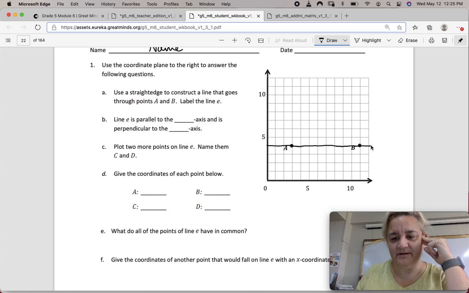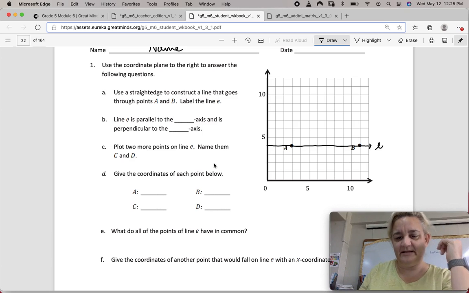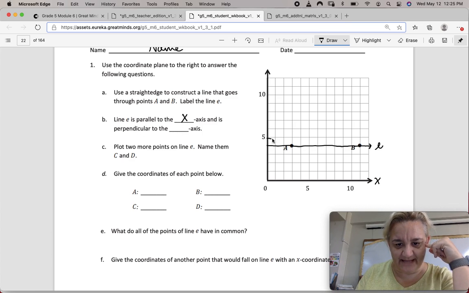I'm even going to draw an arrow because that line could go on for much longer, and I'm going to label it E. Now it's a special kind of Latin E, so it looks like that. Line E is parallel to the x-axis, and parallel means it runs along the same line. This is the x-axis. And it is perpendicular, that means it forms a 90-degree angle, with the y-axis.